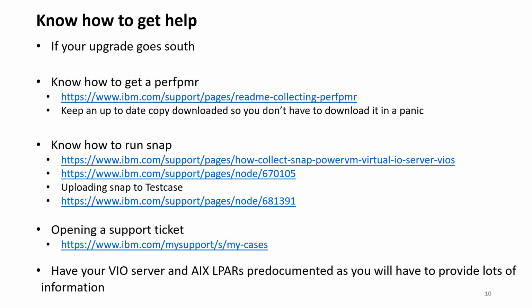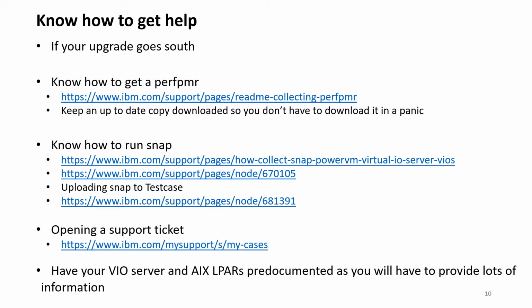So what do you do if your upgrade goes south? This is very important to know, is what to do when you have a problem. And you should know how to run a perf PMR. You should know how to run a snap, and you should know how to open a support ticket. IBM is going to expect you to do that, and that's actually what they will ask you to do. So you should actually have those codes downloaded in advance and know how to get them.